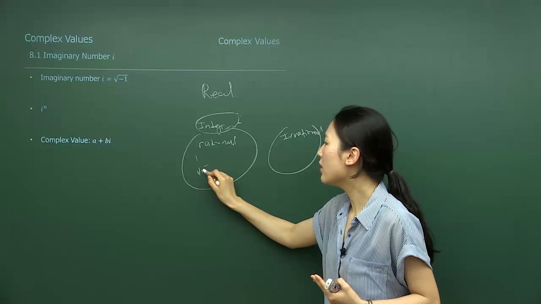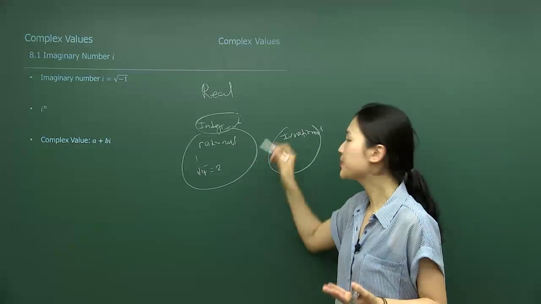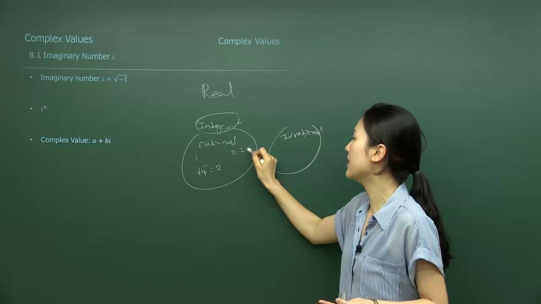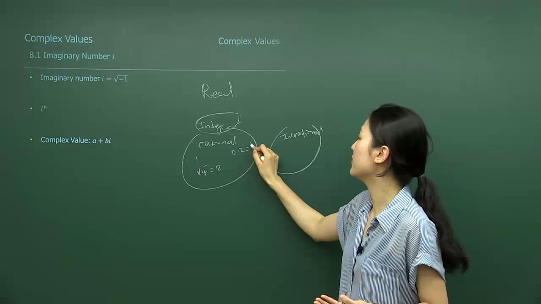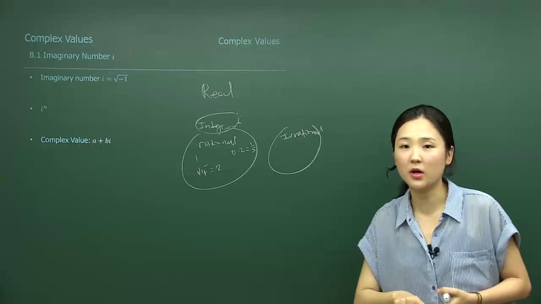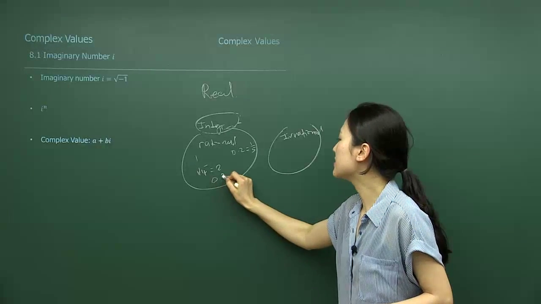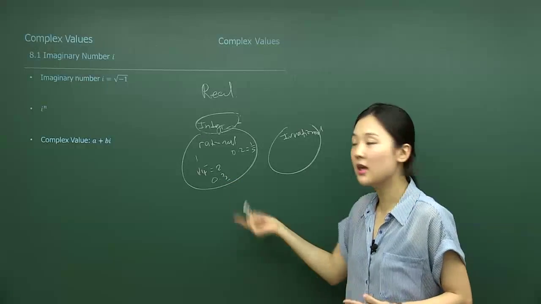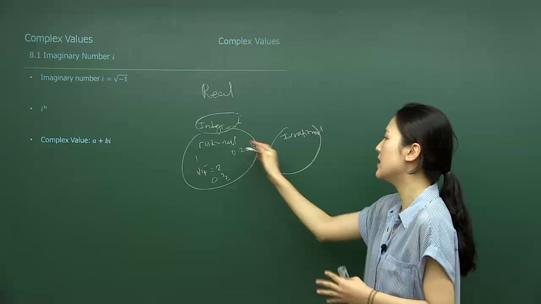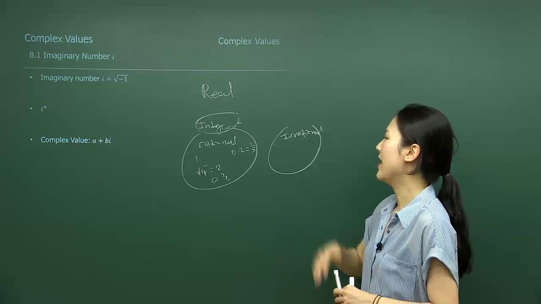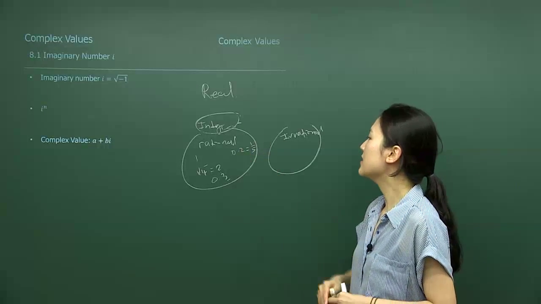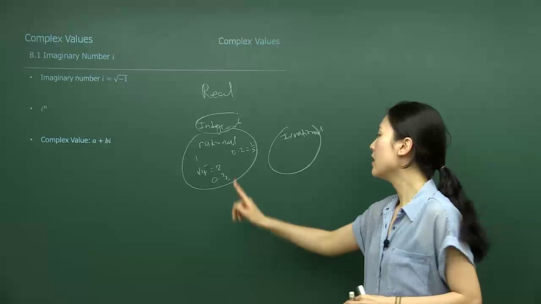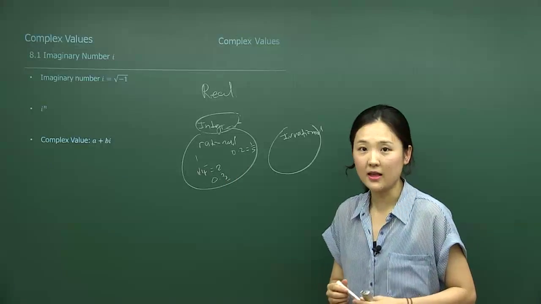Square root of 4 equals 2, so it's rational. 0.2 can be given as 2 over 10, hence 1 over 5, so it's rational as well. And repeating decimals, though they don't end, if the digits repeat, then they can also be given as a fraction. So these are all rational values: integers, decimals that have an end, or decimals with repeating ends.